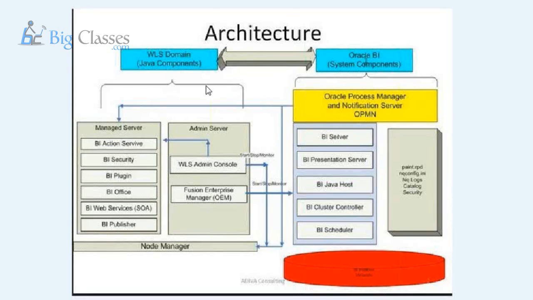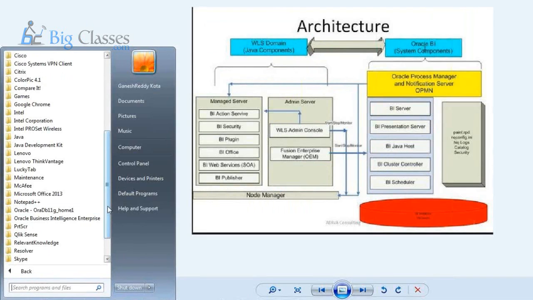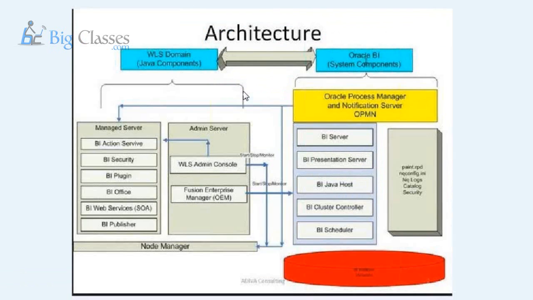When you install OBIEE software on your machine, you will get one folder in All Programs, Oracle Business Intelligence Enterprise. This is an administration tool. In this architecture, OBIEE is divided into two types: one is the WebLogic domain, and the other is Oracle BI, as in the 10G version.